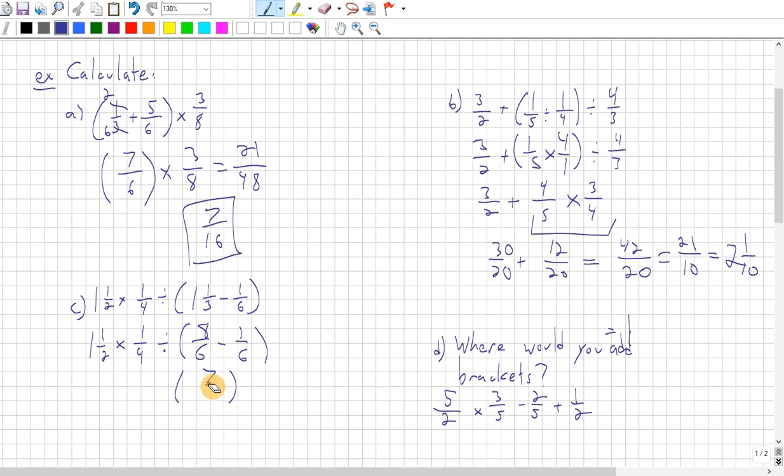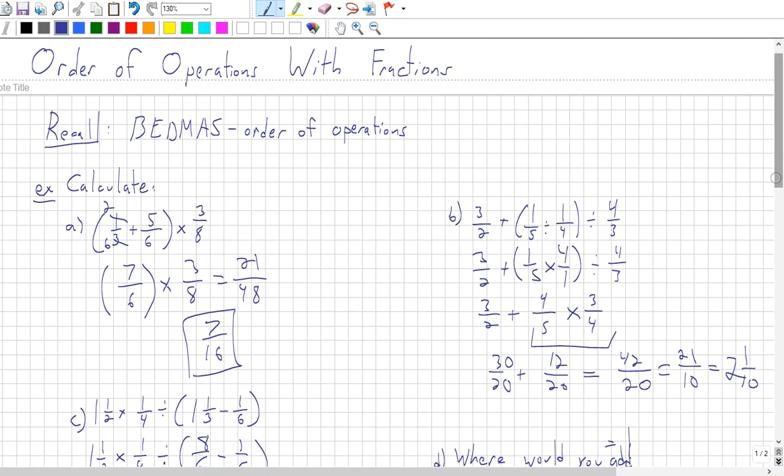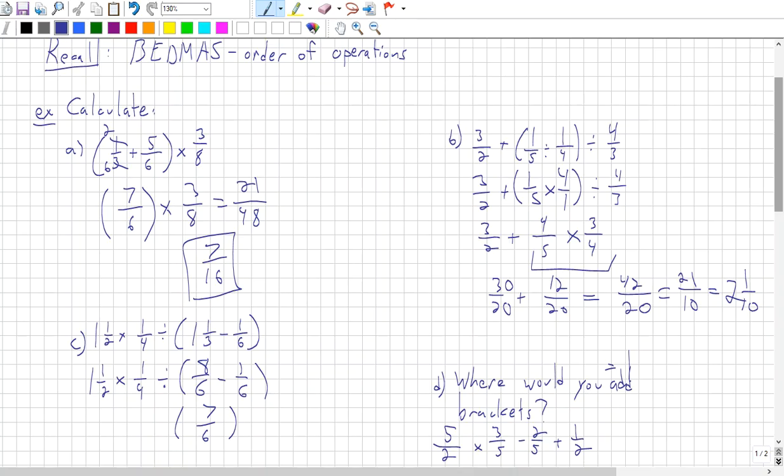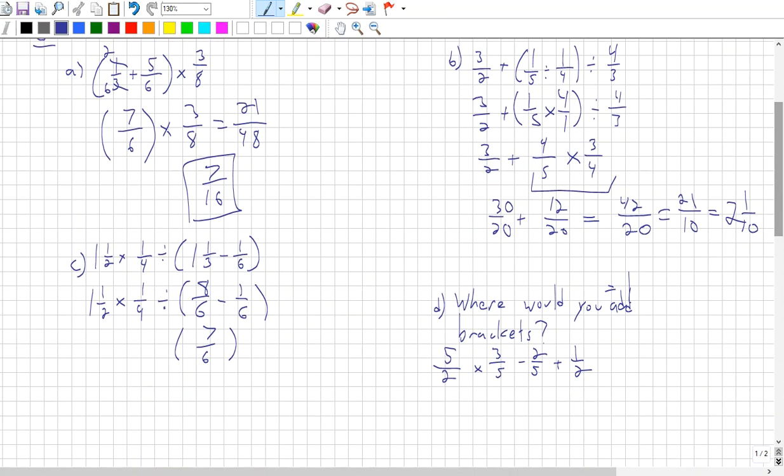8 minus 1 is 7/6. So that's dealt with, the brackets. Now BEDMAS says brackets, exponents, divide, then multiply. So I'm actually going to do the division here first. The 1/4 divided by 7/6 I'm going to do first.